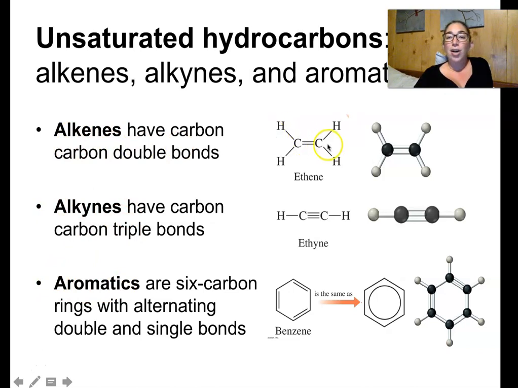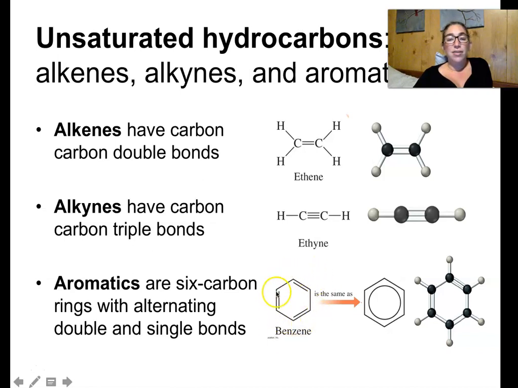Alkenes have a carbon-carbon double bond, at least one present. So here's an example of a very simple alkene. Alkynes have at least one triple bond, and our aromatics have a very specific structure called a benzene ring. It's a 6-carbon ring, and every other bond is a double bond.